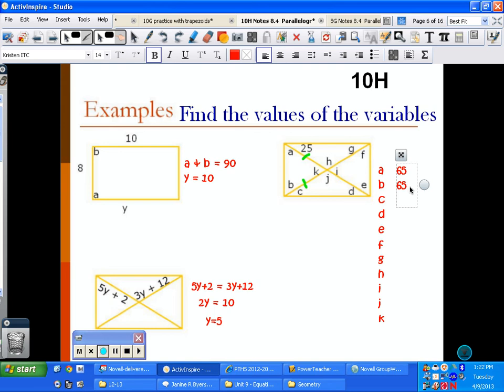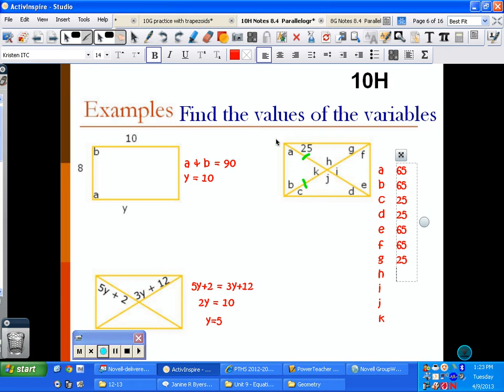Once we know B, we know C is also 25. D, for the same reason we have another isosceles triangle, that's 25. E is the same as B and A, so that's 65. F is 25. I'm sorry, F is 65 also. G is 25. Figuring out H is a little bit different.